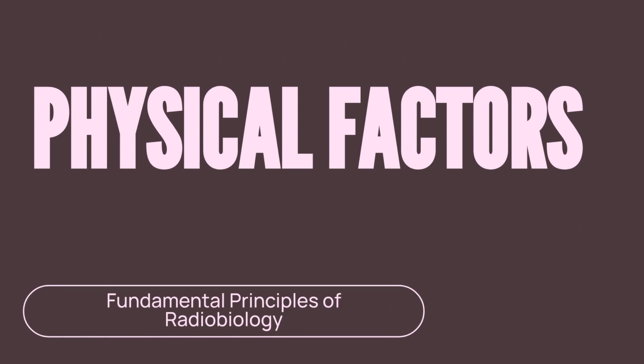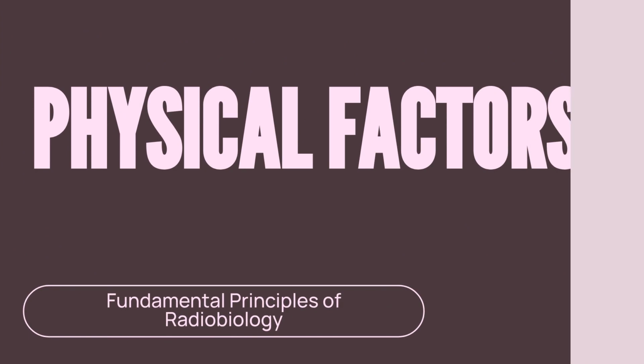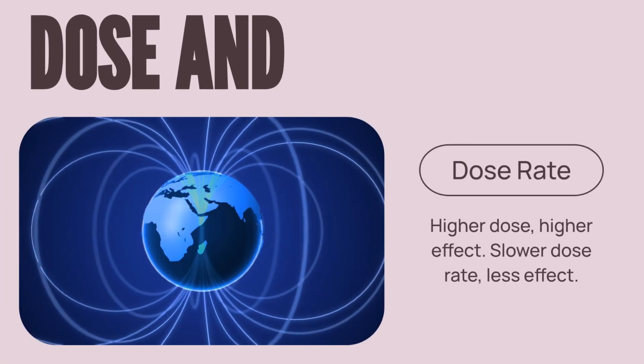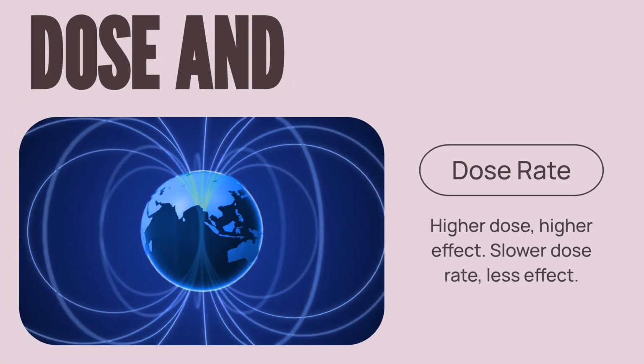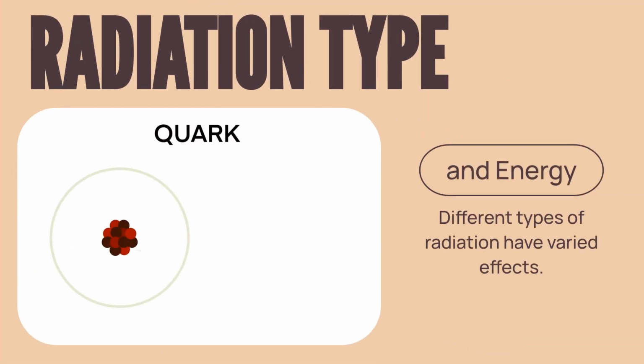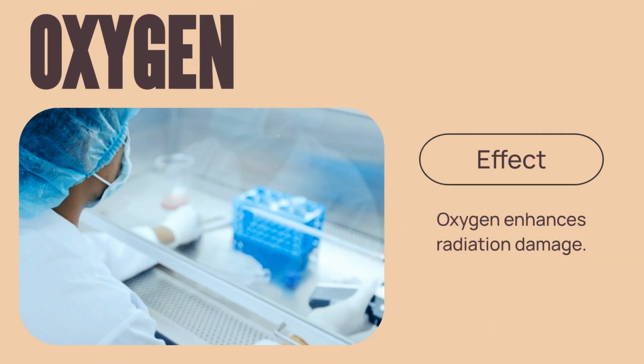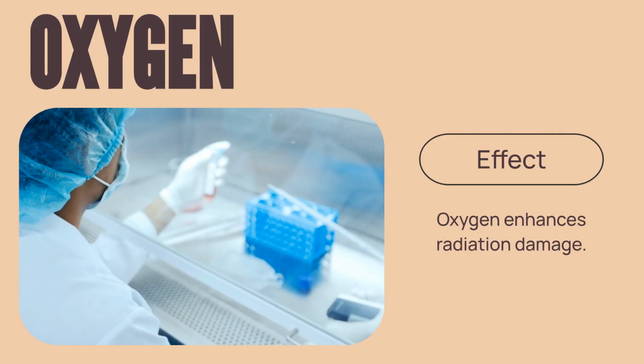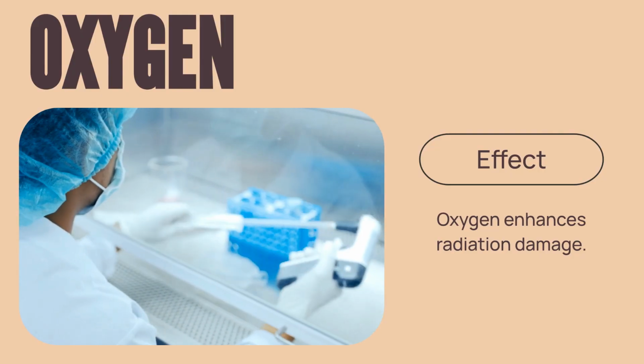Now let's explore the physical factors that influence how biological systems respond to radiation. The total radiation dose and the rate at which it's delivered significantly impact the biological outcome. The type of radiation, whether it's alpha, beta, gamma, or X-rays, and its energy level, all play a role in biological damage. The presence of oxygen can also enhance the damaging effects of radiation, a phenomenon known as the oxygen effect.